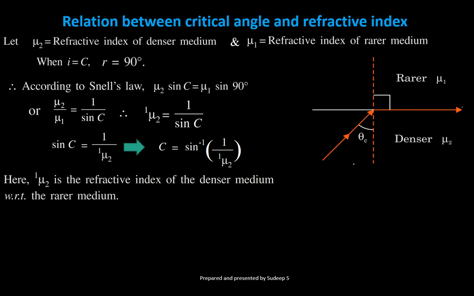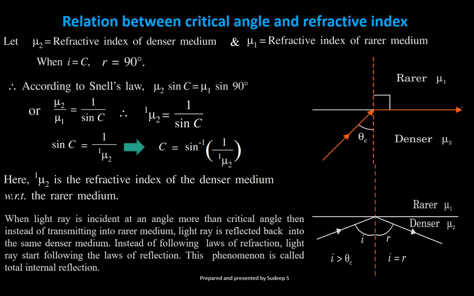Okay, so when the light ray is incident at an angle more than the critical angle, then instead of transmitting into the rarer medium, the light ray is reflected back into the same denser medium. Now, instead of following the law of refraction, the light ray starts following the law of reflection. This phenomenon is called total internal reflection. Just an example.